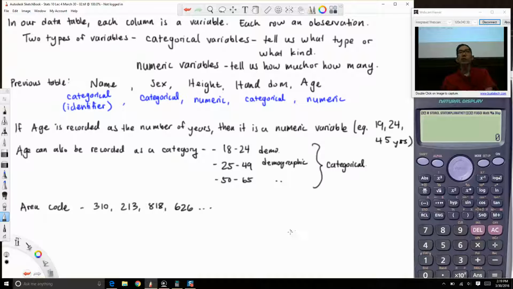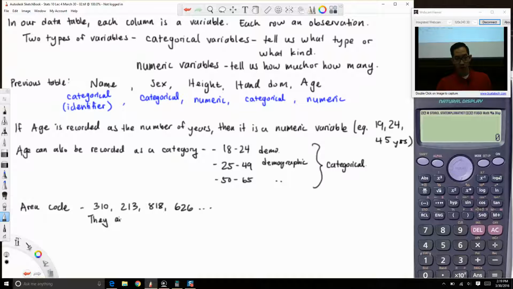We've got all these numbers here, okay, but it does not make sense for you to say, oh, my friend, he has 126 area code less than me, ha ha ha. That doesn't make sense, okay? They are numbers, but they do not tell us how much or how many, okay?